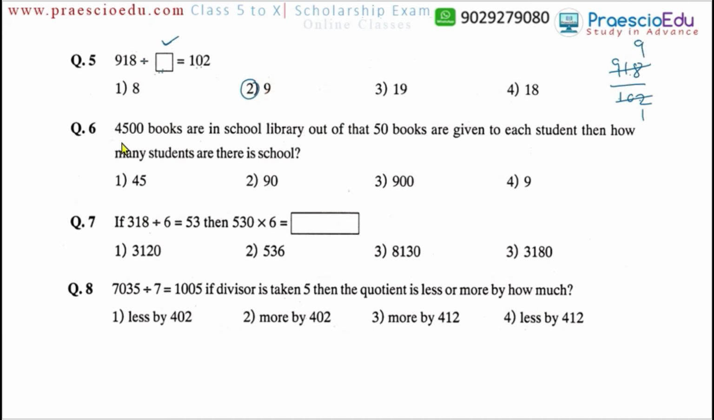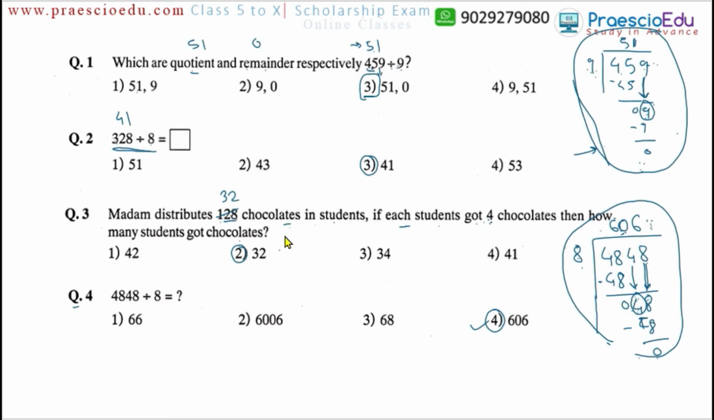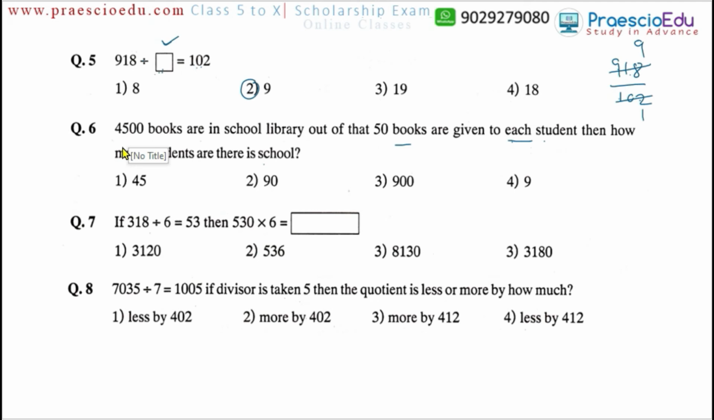Now question number 6: 4500 books are in a school library. Out of that, 50 books are given to each student, 50 books to each student. Then how many students are there in the school? So it's the same as our chocolate example previously. So we have to carry out the division, 4500 divided by 50. So 0 gone, 0 gone, so 5 1s are 5, 9 5s are 45, and then this 0 as it is. So the answer is 90, meaning 90 students are there.